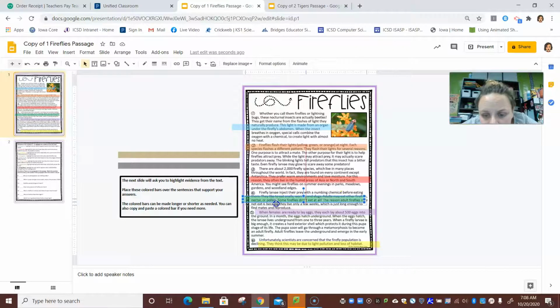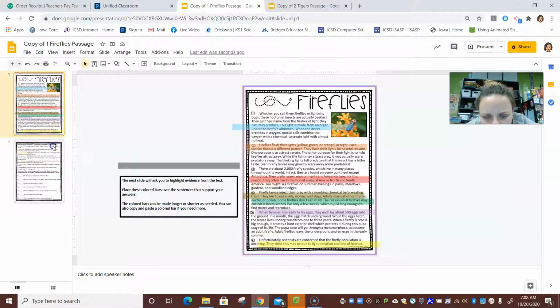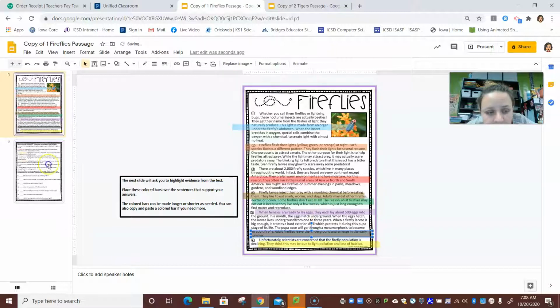So Mrs. Camp was a little bit off there because I had the adult fireflies, and now I need to do, so the larvae like to eat snails, worms, and slugs, whereas the adults like to eat other fireflies, nectar, and pollen. And using black, highlight the text which explains when adult fireflies emerge underground. Remember, they're down there for a while. Adult fireflies leave the underground and emerge in the early summer. I think they're down there for a few years, though.